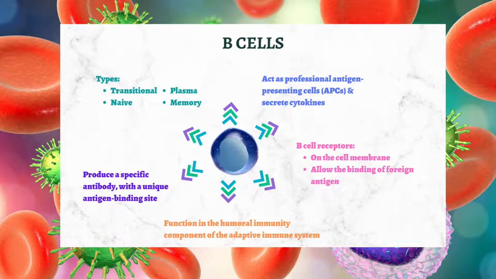B cells are a type of white blood cell of the lymphocyte subtype. There are four main types of B cells, which are transitional, naive, plasma, and memory B cells. All of them have their own purpose in the maturation processes.